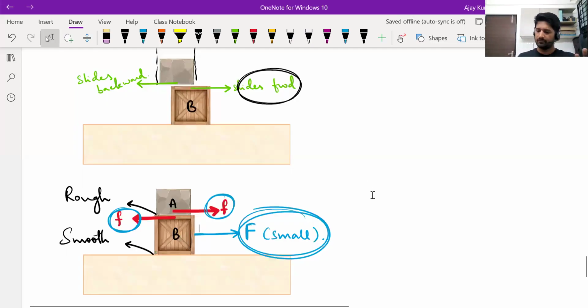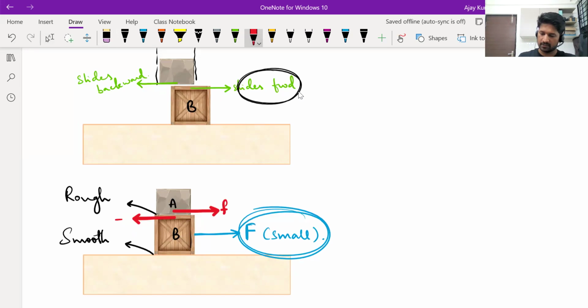Right. So when you pull the lower object gently, with a small amount of force, friction acts like this and it makes them go together. What friction is it? Static friction. Now we know static friction has limits. When you start increasing this force, basically what you are doing is you are increasing the acceleration of the system. You are trying to make B move faster, B accelerate faster. B can accelerate because you are applying a force on it.